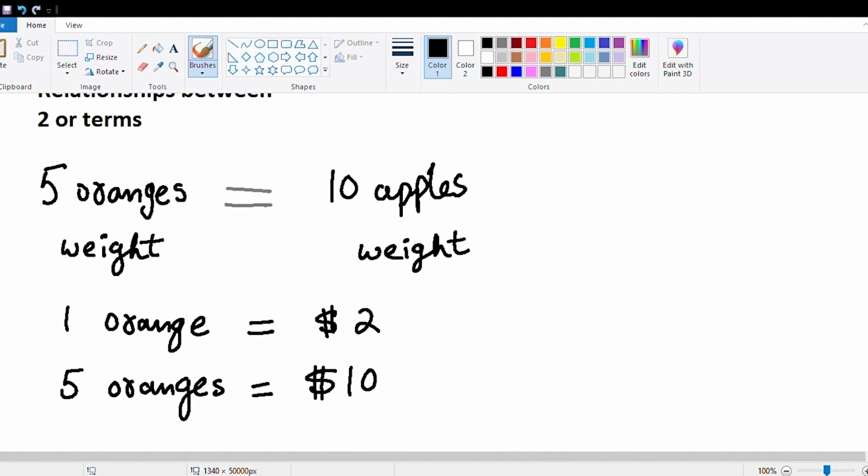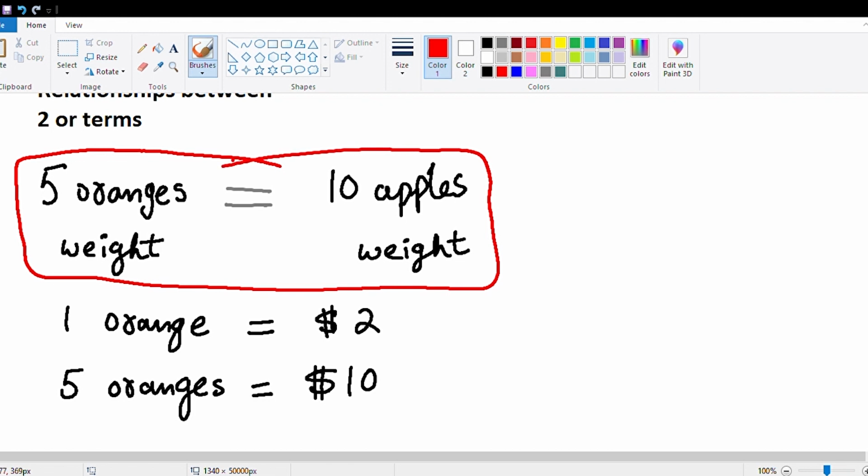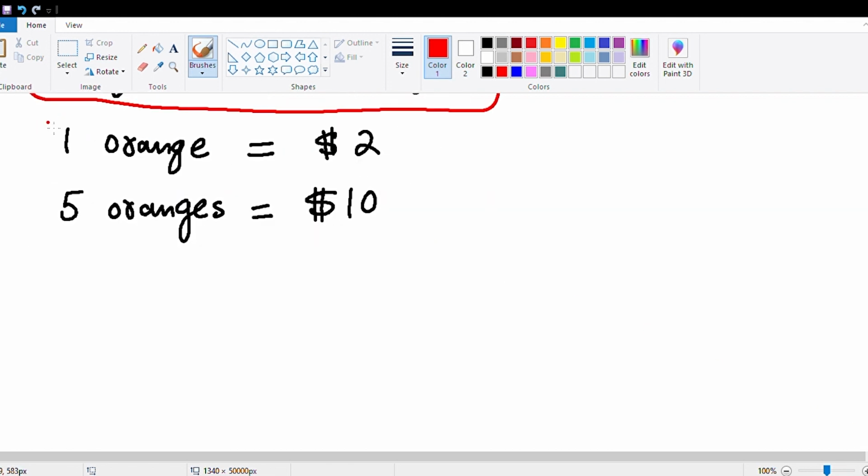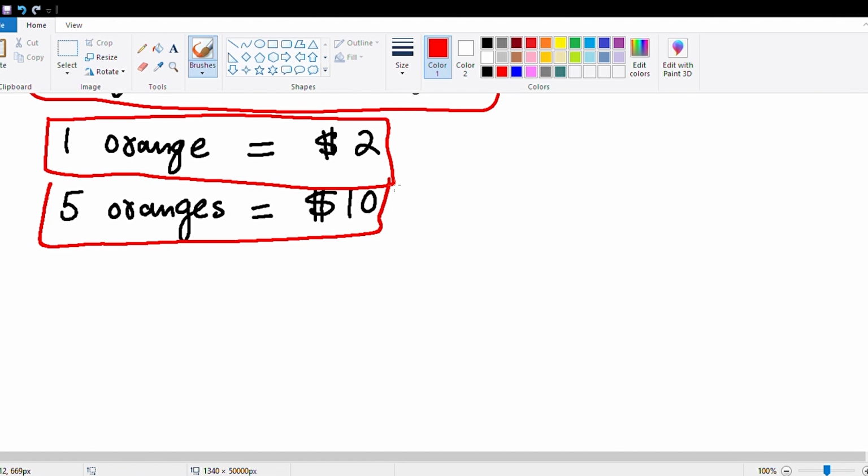But what I'm trying to say is that first of all, as you already know, this is an equation. And I just drew two more equations. One orange, its cost is $2. This is an equation. And 5 oranges, their cost is $10. That's another equation. So these are two equations. It's just a relationship again, showing us the relationship between the orange and its cost.